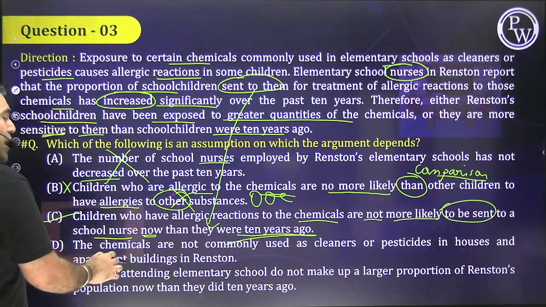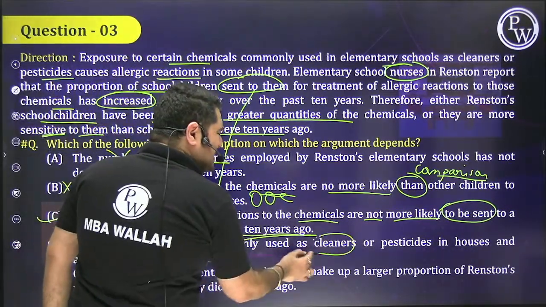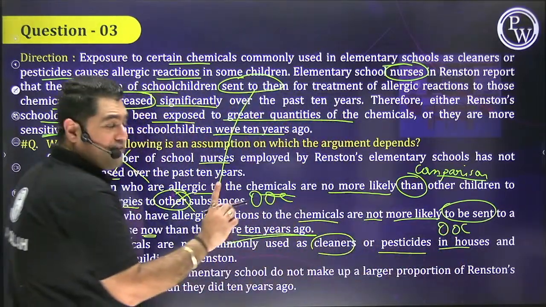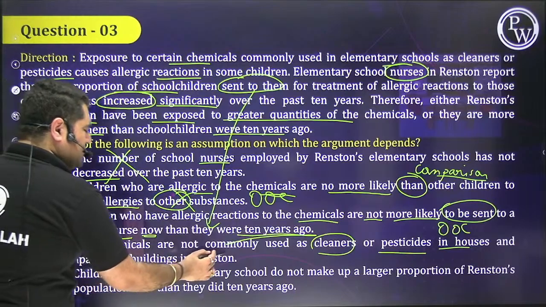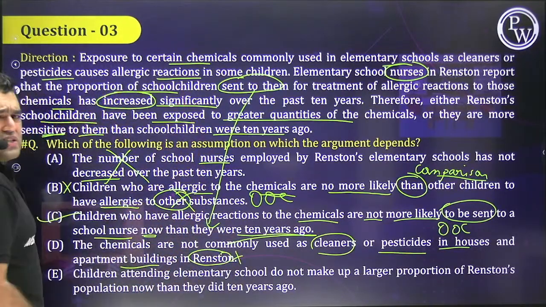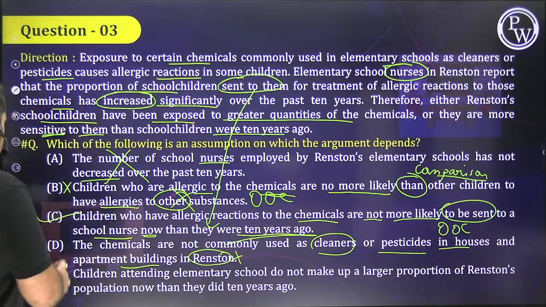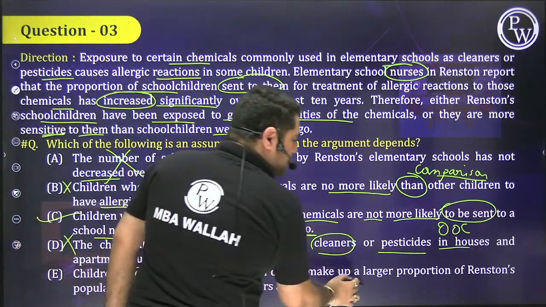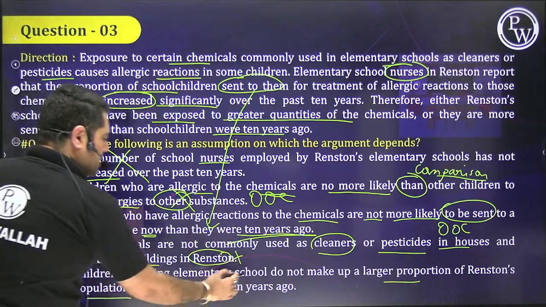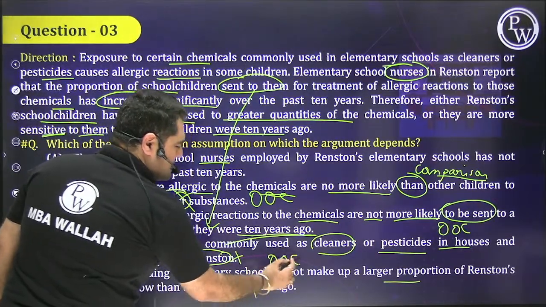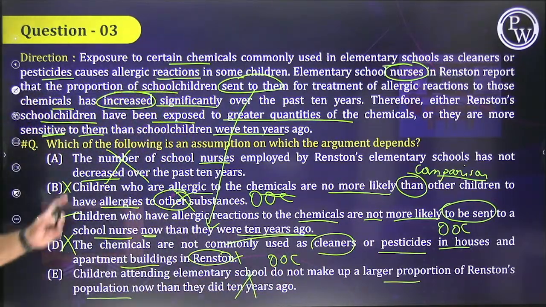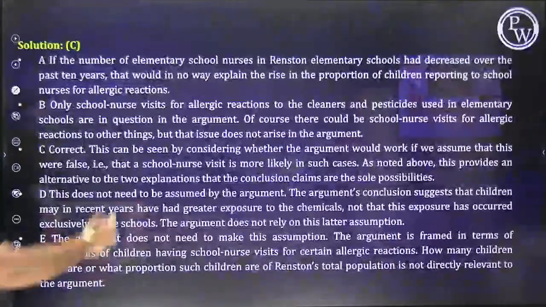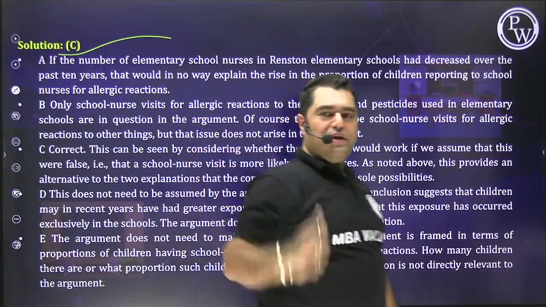The chemicals are not commonly used as cleaners or pesticides in houses and apartment buildings in Dresden. Out of context. Be careful. Beta, why are we considering that? We are only talking of schools and school buildings. Out of context. Children attending elementary school do not make up a larger proportion of Dresden's population. Reject, out of context. We are not discussing that. So once again, by method of elimination and by keyword matching also, answer option C makes complete sense. That's how easy and awesome it is.